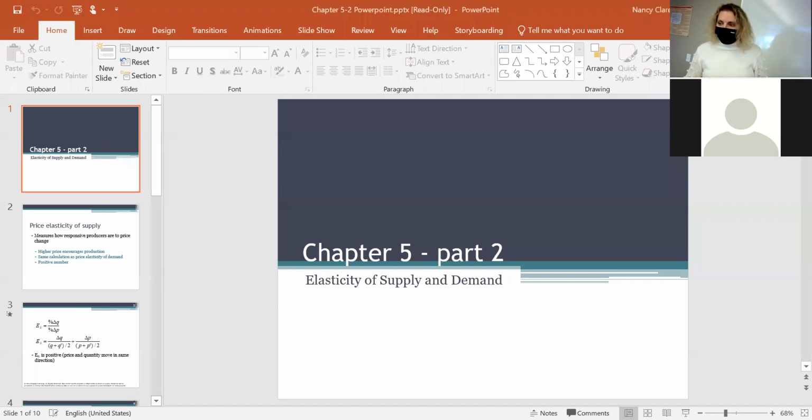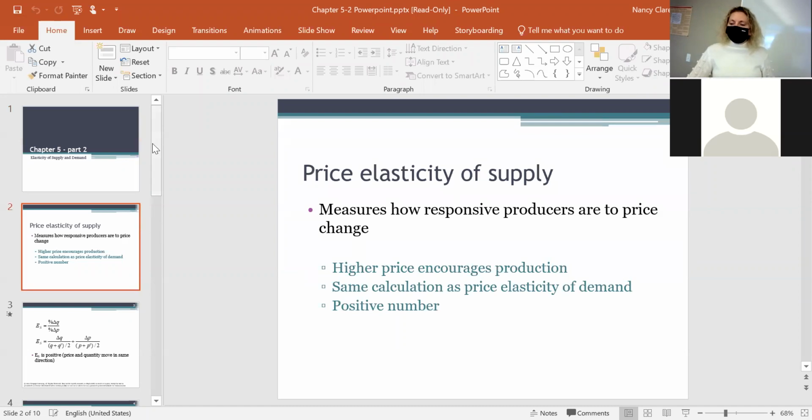Okay, so we have switched from talking about price elasticity of demand to talking about something we call price elasticity of supply. In my mind, not nearly as important of a topic, but important to a small segment of the population for various reasons. So price elasticity of supply just measures how responsive producers are to changes in price.